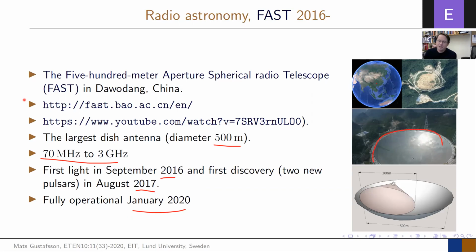Enormous in size, 500 meters. And again, you can see it has the same structure, where you can feed and move the feed. And then of course Earth rotates. You only use a fraction of this part, but it's still a huge area that you use for this. So very, very large arrays that you can get.